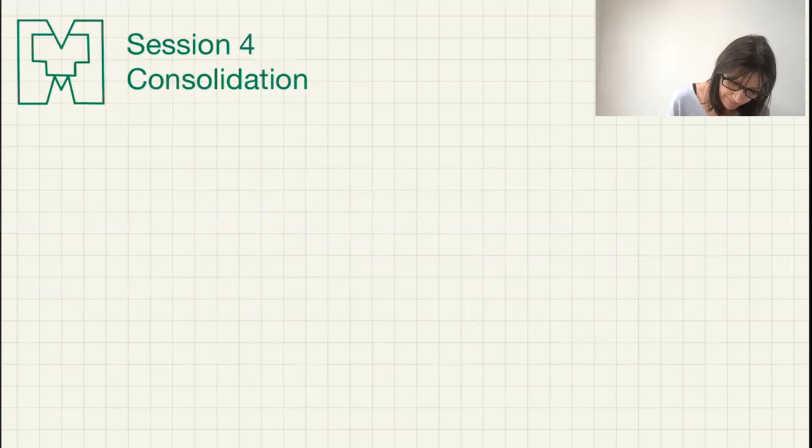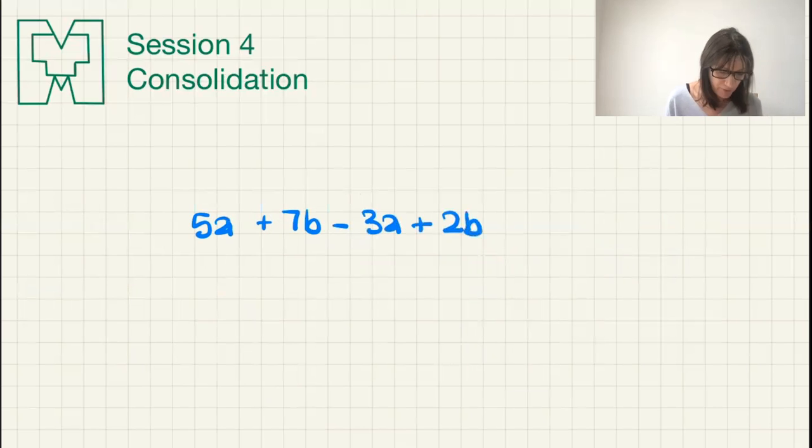Okay. All right, on to our next question. We're going to do 5a plus 7b minus 3a plus 2b. Pause and hit play when you're ready.